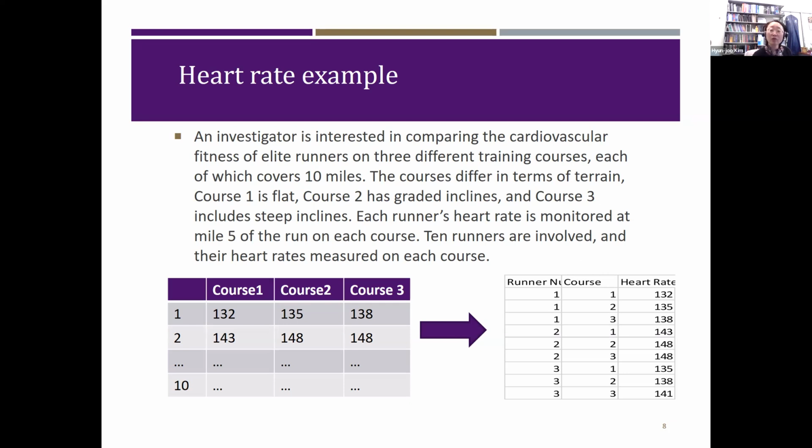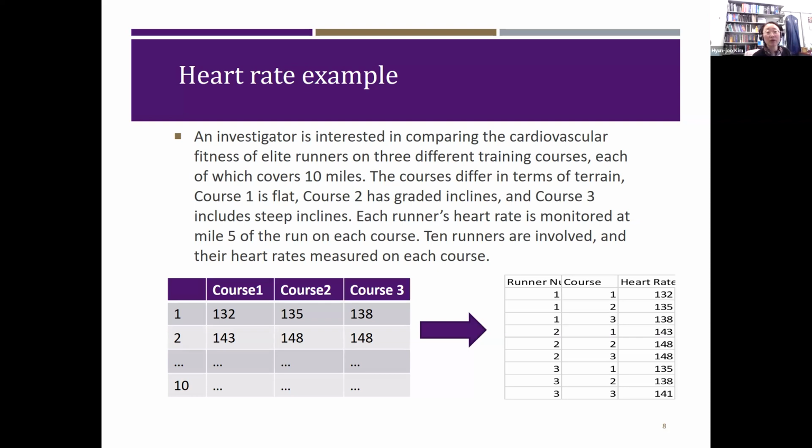Note that there are 3 courses we want to compare, and all 10 individuals' heart rates are repeatedly measured. There is a snapshot of the data on the bottom left corner. We sometimes call this wide shape. Course 1, course 2, and course 3 each have their own column, so it has a bit of a wide shape.